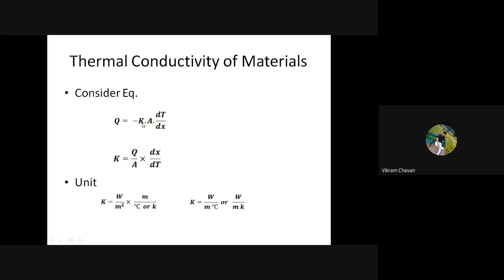Rearrange means we have transferred the terms to the other side. K we have transferred to this side, it will become Q divided by A. dT divided by dx, we have transferred to this side, it will become dx divided by dT. That much only we have done over here. And the negative sign we have absorbed into the temperature. So T2 minus T1, once the negative sign is absorbed inside the bracket, will become T1 minus T2, and that will be our equation for thermal conductivity. So thermal conductivity is equal to Q divided by A multiplied by dx divided by dT.